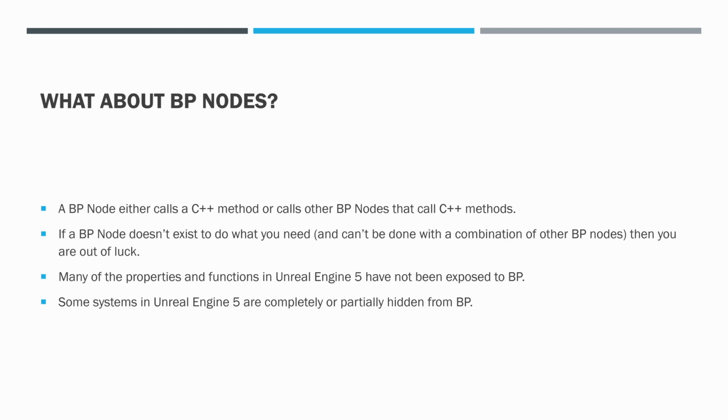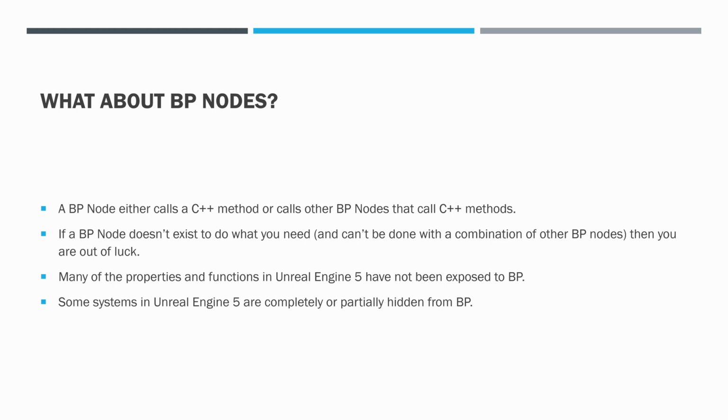Many of the properties and functions in Unreal Engine 5 have not been exposed to blueprints. This means that when you're looking at the properties on something like, say, a character, you might be looking at 90% of what's there, but you're not looking at everything that's there. They expose what most people need, but a lot of times there's some extra things that are not exposed to blueprints, and sometimes you do need access to those.